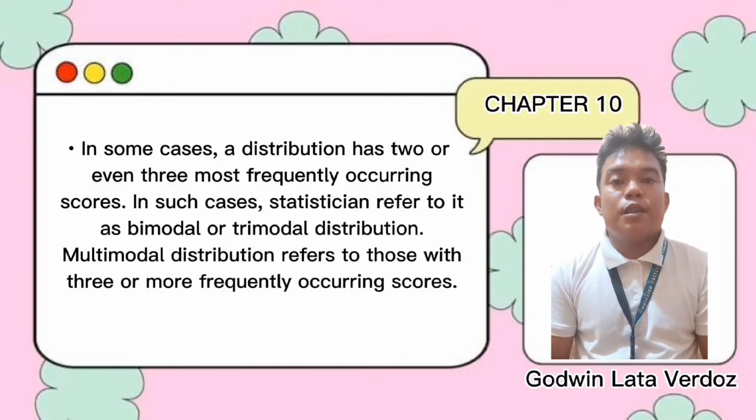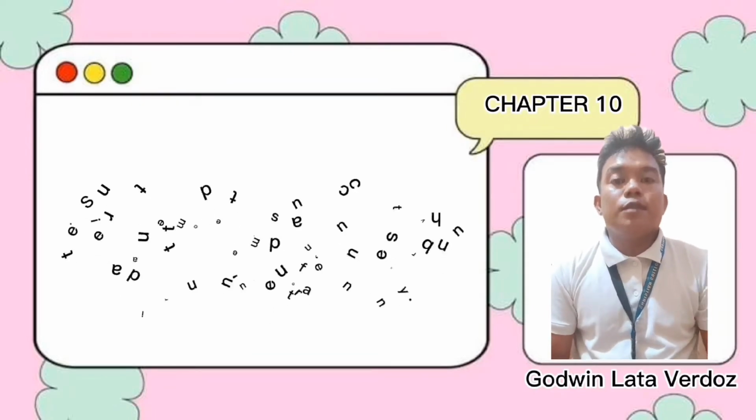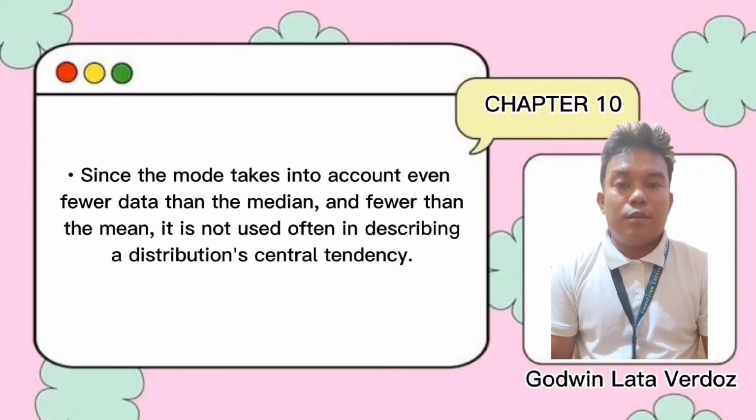In some cases, a distribution has 2 or even 3 most frequently occurring scores. In such cases, a statistician refers to it as a bimodal or trimodal distribution. Multimodal distribution refers to those with 3 or more frequently occurring scores. Since the mode takes into account even less data than the median and the mean, it is not often used in describing a distribution's central tendency.